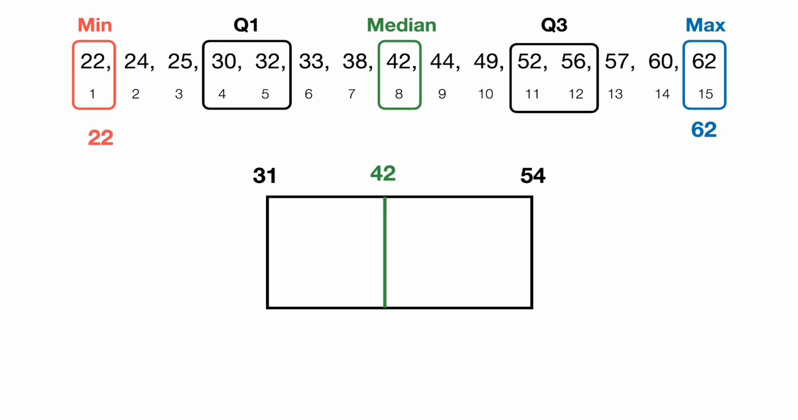Now let's bring in our minimum over here, and it's 9 away from 31, so it's going to be a little bit shorter distance than from 31 to 42. Now we're going to do the same thing with our maximum, and that's going to be 8 away from 54, so we're going to draw, again, it's going to be the closest distance, 54 to 62. So that is our completed box plot.